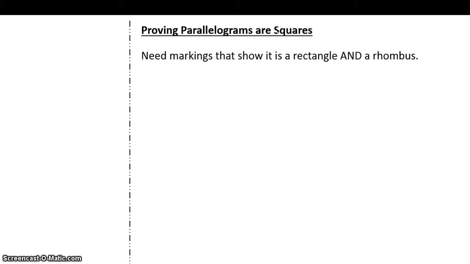Then the last one is proving parallelograms are squares. Well, remember, since a square has the whole definition of a rectangle and the whole definition of a rhombus in its definition, you would need markings to show that it's both a rectangle and a rhombus. So it will be one of the markings from rectangles and one of the markings from the rhombus we just talked about. Okay.